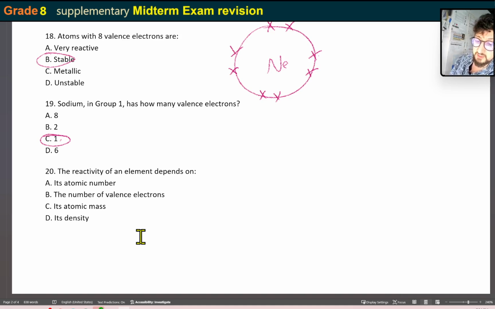The reactivity of an element depends on the number of valence electrons, the number of electrons on the outside. If it has 1, it's very reactive because it really wants to get rid of it. If it has 2, it's also reactive. It wants to get rid of the 2. If it has 3 or 4 or 5, then it's less reactive. If it has 7, it just needs 1 more to be complete. So if it's really close to having a complete outer shell, or fulfilling the octet rule, then it's quite reactive. Okay, let's move on.